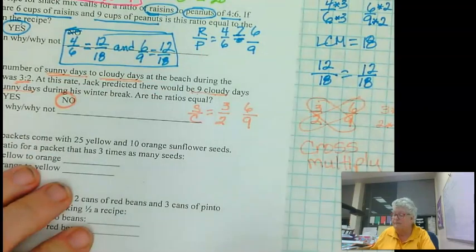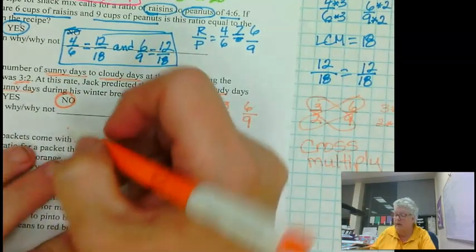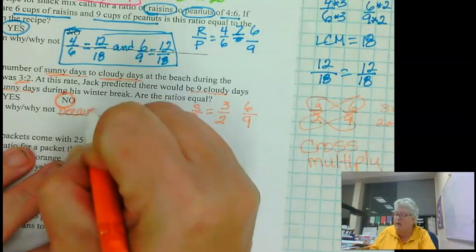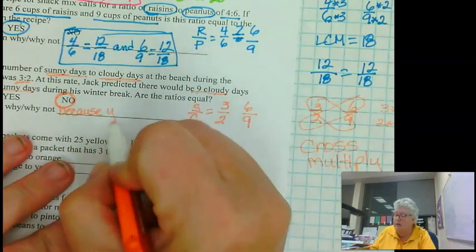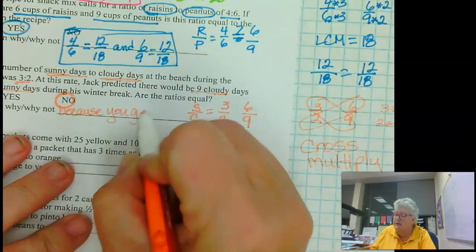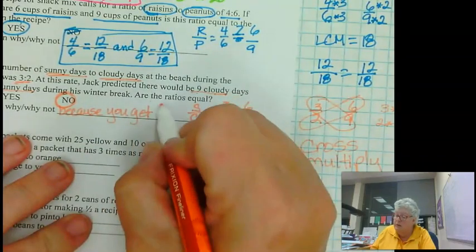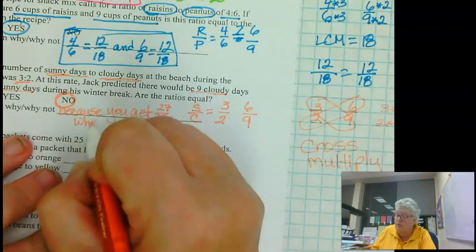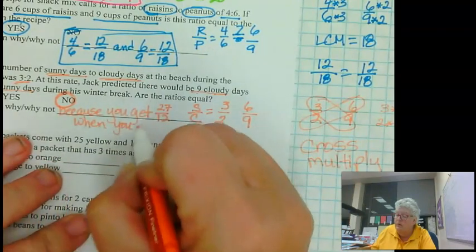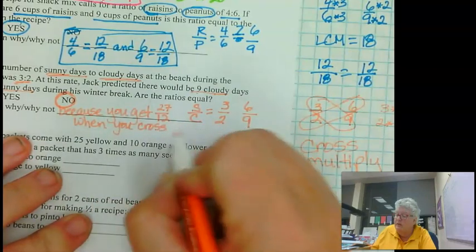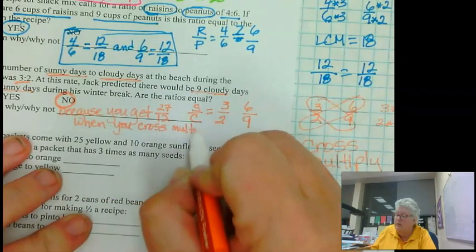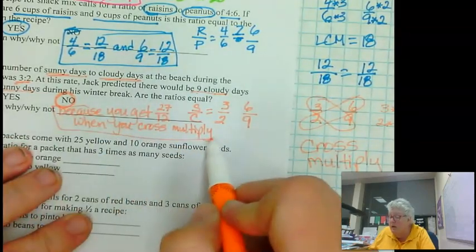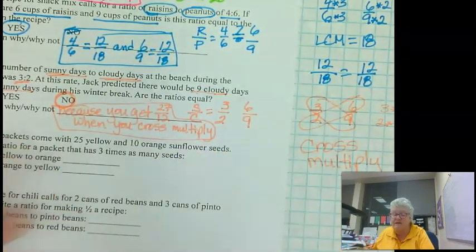No. Why or why not? Because you get 27/12 when you cross multiply. Wait a minute, what's that? What? Oh, you don't believe me that this would come out.